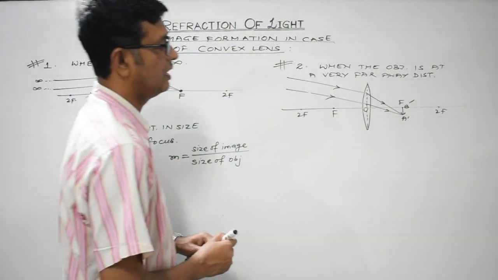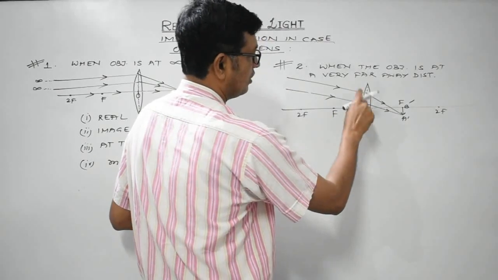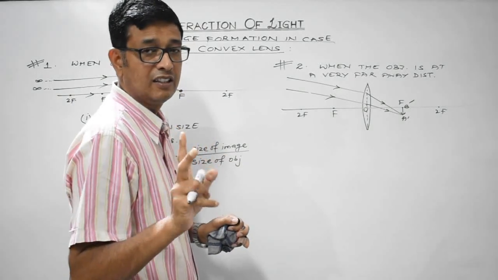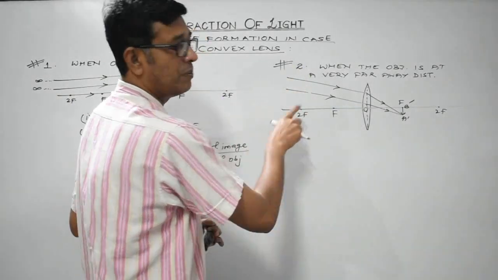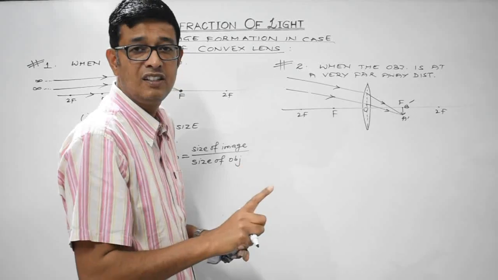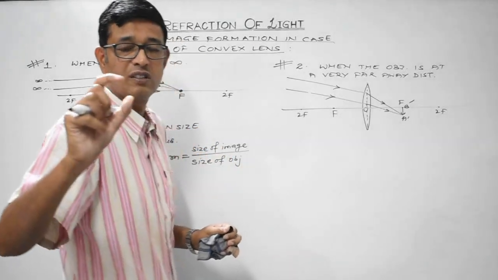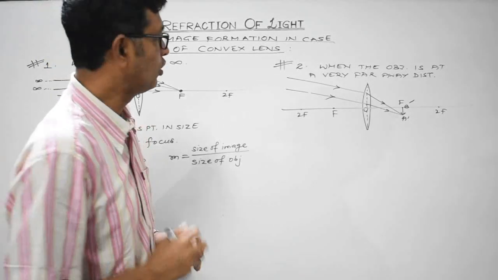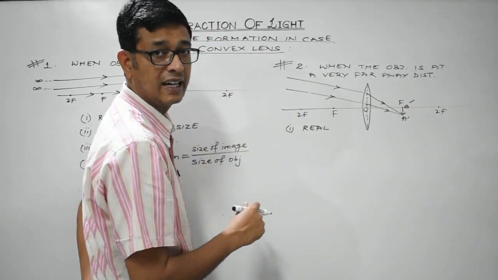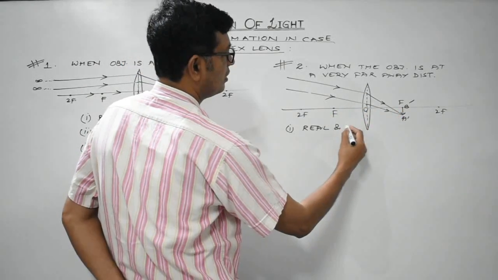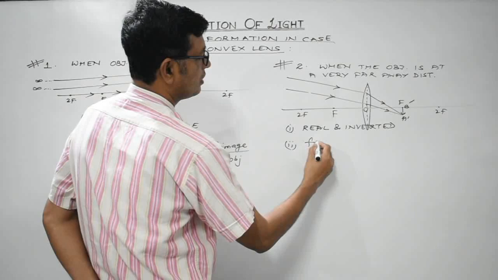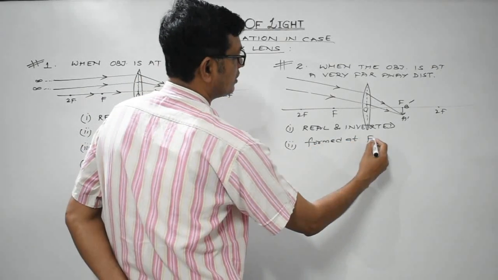So students, the point I am making is, the rays coming from an object at a far away distance, not at infinity, must be parallel to each other but not necessarily parallel to the principal axis. In such a case, the image is again formed at the focus, but here the image is not point in size. It has some finite dimensions. So the nature of the image is real, and since it has some finite dimensions, it is inverted. Second, it is formed at the focus.